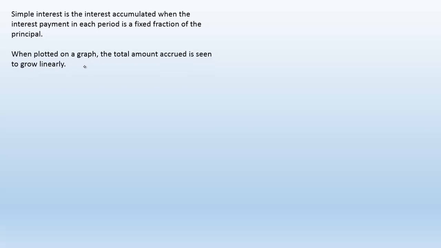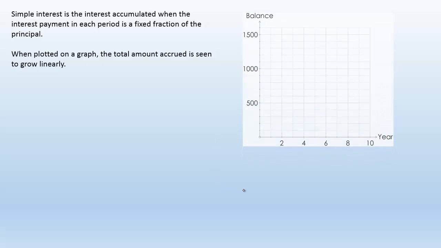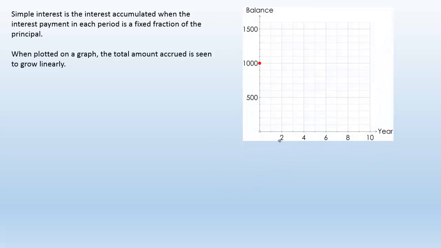When plotted on a graph, the total amount accrued is seen to grow linearly. So, for example here, let's suppose we started with 1,000, and then this looks like we're getting 5% interest, and this is going to go up the same amount every single time because it's simple interest. So every payment is the same, and therefore the balance in the account is going to follow a straight line.